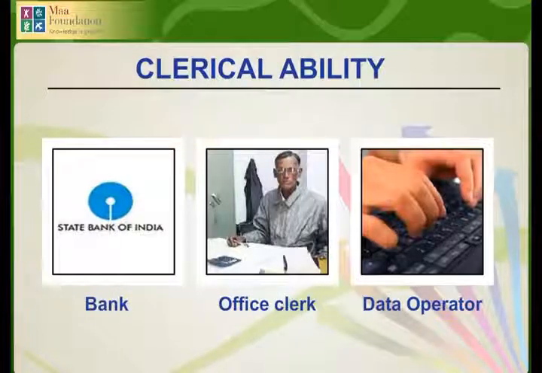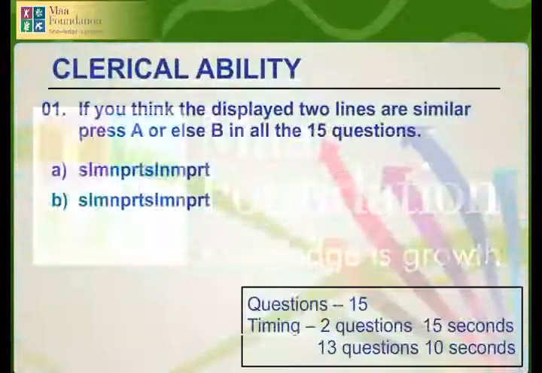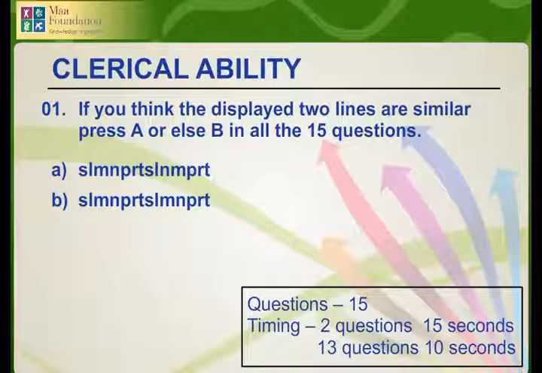The first part is clerical ability. This ability is required in banking, clerical work in an office, or as a data operator. You can see a sample of clerical ability on the screen. You would be able to see 2 lines on the screen. If you find both the lines as similar, then you will have to choose option A. And if you find them different, then you have to choose option B.